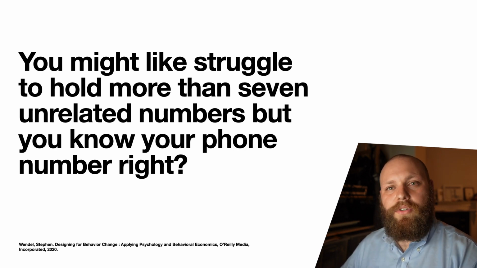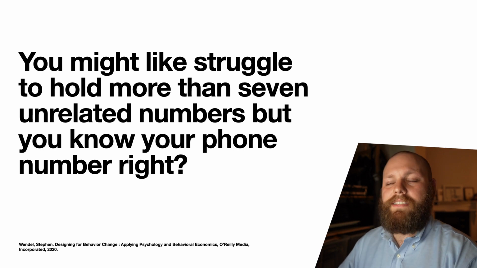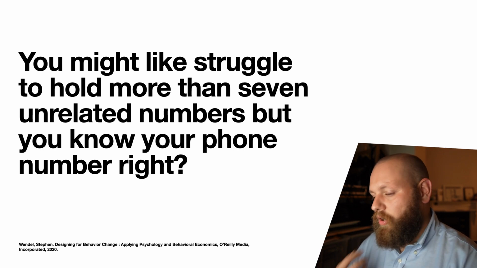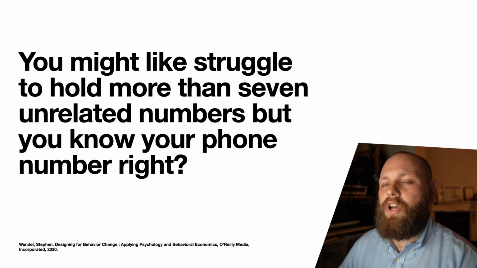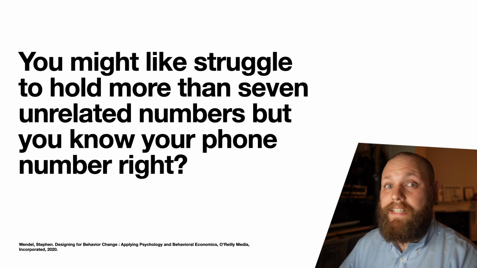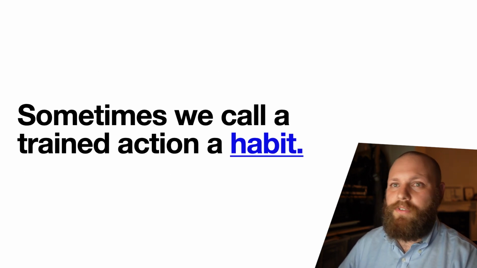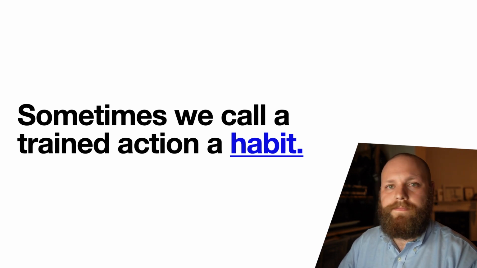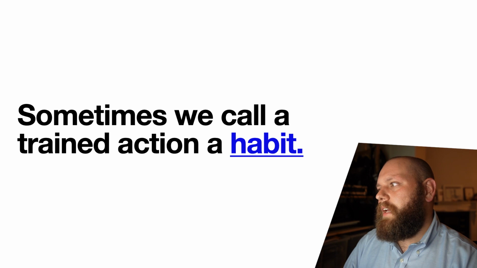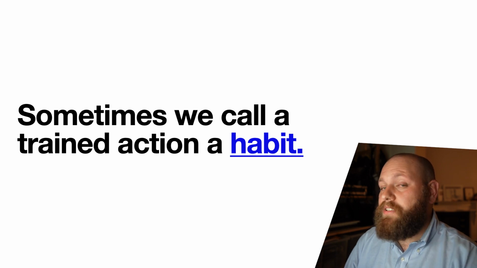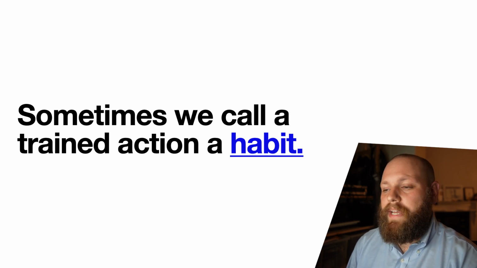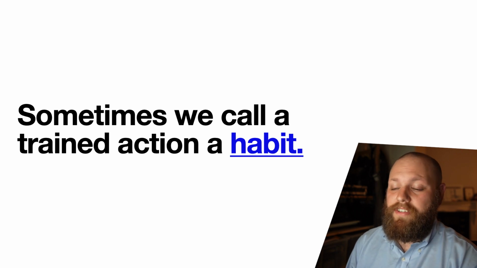So it's not that you can't actually remember 7 digits in your mind, that it's a cognitively impossible task for you. No, it must be something else. It's simply that you have to develop a certain level of proficiency. You have to repeat that task enough. You have to habituate it. For example, sometimes we call a trained action a habit.